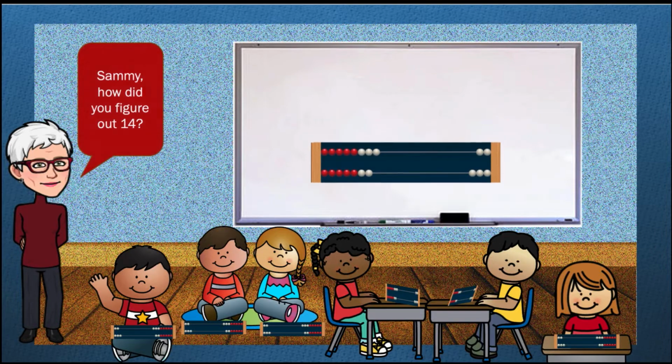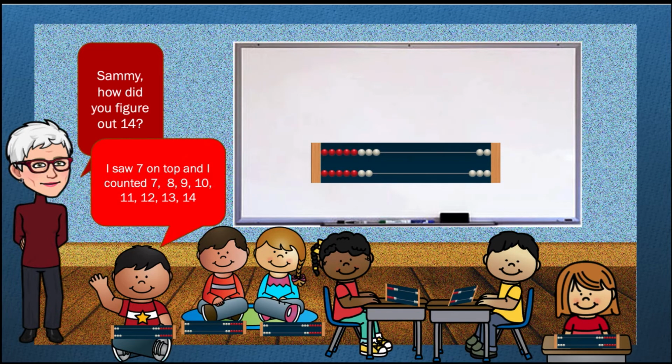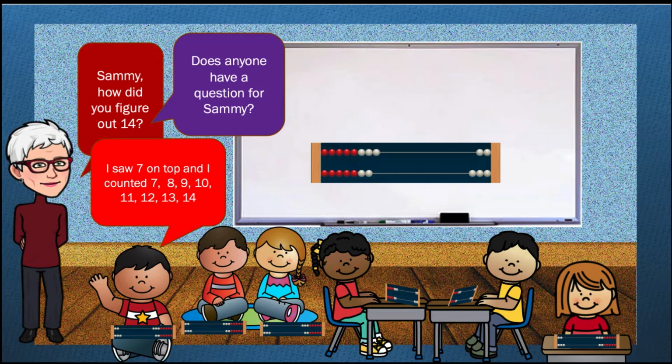"Sammy, how did you figure out 14?" He replies with, "I saw 7 on top and I counted. 7, 8, 9, 10, 11, 12, 13, 14." And the teacher says, "Does anyone have a question or comment for Sammy?"